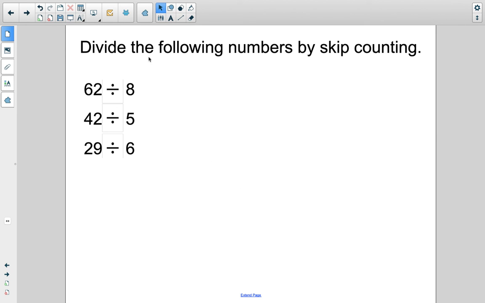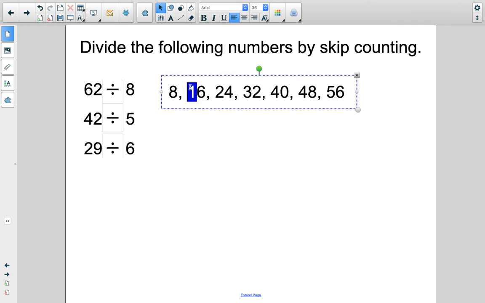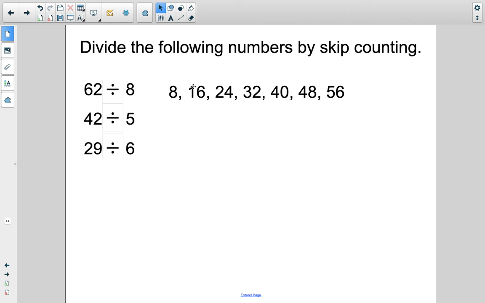So let's take a look at these. If I was going to divide the following numbers by skip counting, this basically gives me an idea of how I'm going to do this. So 8, 16, 24, 32, 40, 48, 56, and then I'm done because there'll be a remainder. So 62 divided by 8 is 1, 2, 3, 4, 5, 6, 7. So my answer then is 7. So that's how you do this.